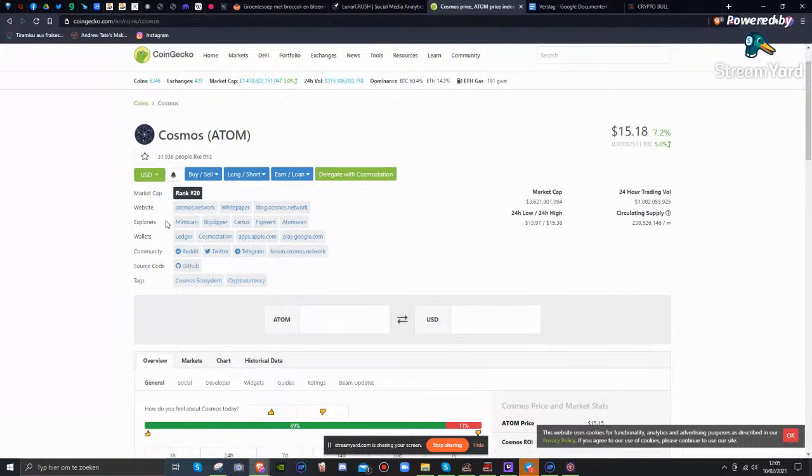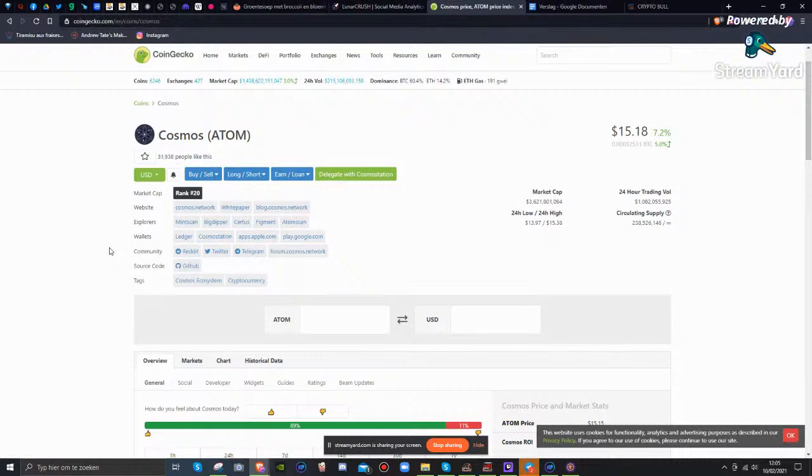I see there are multiple blockchain explorers available: Mintscan, Big Dipper, Certus, Figment, AtomScan. It is available on a variety of wallets with all the links. I can see the communities where it is active: Reddit, Twitter, Telegram, and its own proper forum. And the source code is available on GitHub. Now, as mentioned in the very first episode, and I'm going to make a remark here, I like seeing all these different parameters like website, explorer, wallets, community, source code to be filled in. And I see about 3 or 4 mentionings, which implies there's a certain amount of activity.